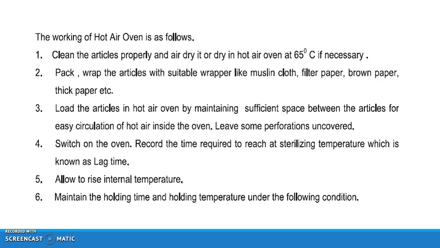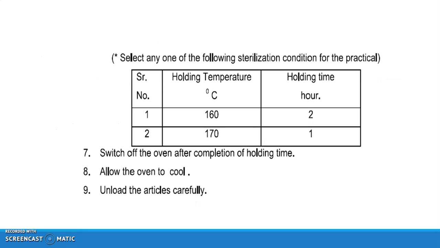Switch on the oven and record the time required to reach the sterilizing temperature, which is known as lag time. Allow the rise in initial temperature. Then maintain the holding time and holding temperature under the following conditions. Generally we use 170 degrees Celsius as the holding temperature for 1 hour. Switch off the oven after completion of the holding time. Allow the oven to cool and unload the articles carefully.